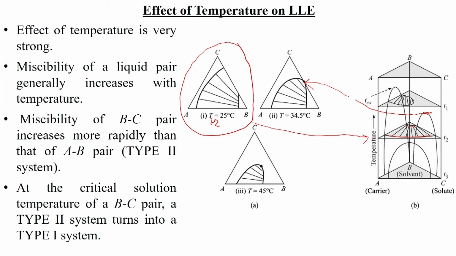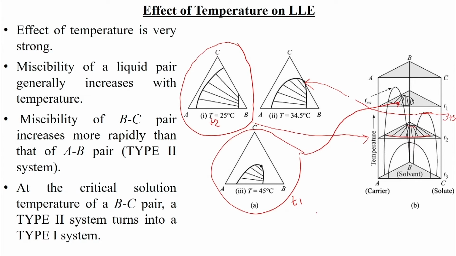The corresponding temperature will be T equal to 34.5 degree Celsius, where it will touch this BC line. So, in the BC line it has touched here. If we further increase the temperature, it will contract more and enter like this. So, this situation 3 is nothing but this one, which is the T1 temperature.